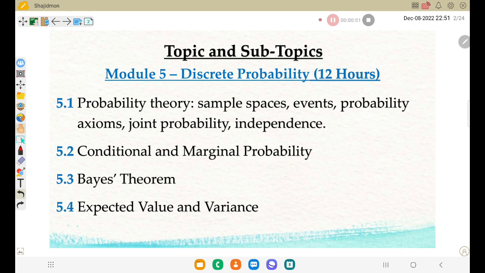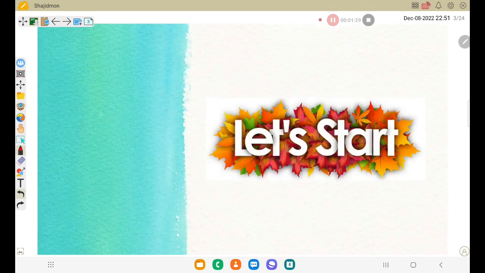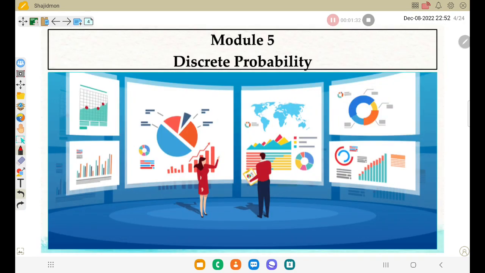So in module 5, discrete probability, you can see what topics we are discussing. In 5.1, we are discussing probability theory: sample space, event, probability axioms, joint probability, independence, and so on. Later we will upload 5.2, conditional and marginal probability. 5.3 is a very important topic, Bayes theorem. And 5.4 is expected value and variance. So these are the topics from module number 5. Let's start the first topic, 5.1 probability theory.